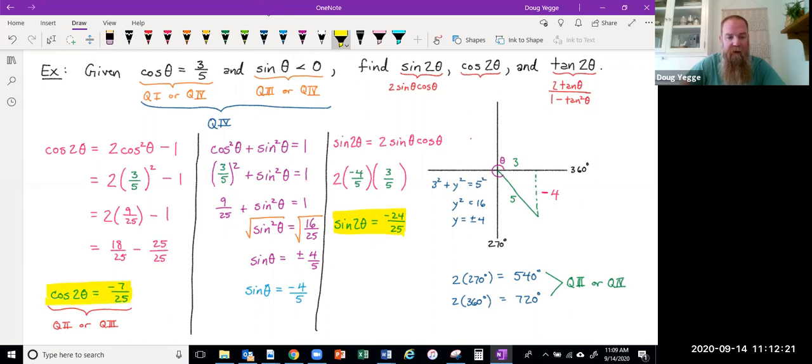which we could use the formula up here. The tangent of 2 theta is 2 tan theta over 1 minus tan squared theta. But there's actually an easier way now that we've already found sine and cosine. We should realize that tangent of 2 theta is simply sine of 2 theta over cosine of 2 theta.